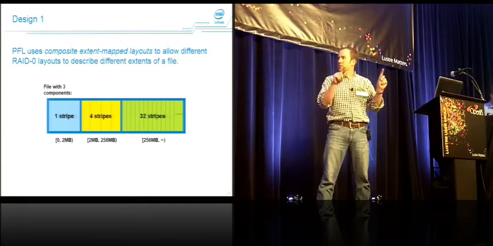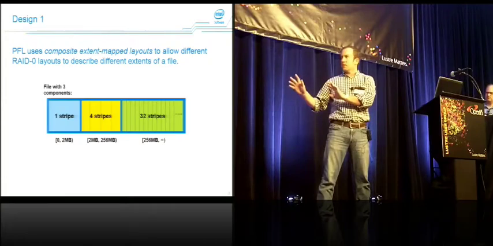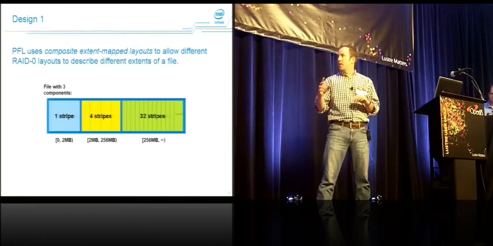The first 2 megabytes use a single stripe, so that's a single object. The next, going from 2 megabytes to 256, we have 4 stripes, and these are totally different objects from what we used in the first component. And then from 256 on, we use 32 stripes. So we thought the file was going to be small, so we didn't use a lot of objects. It turned out it was going to be a little larger, so we tried some more. And then it turned out the cat picture was even larger than we thought, so we went to 32 stripes, right?